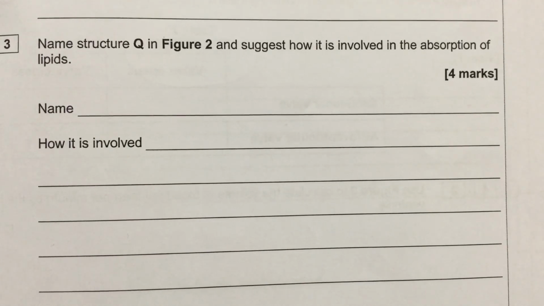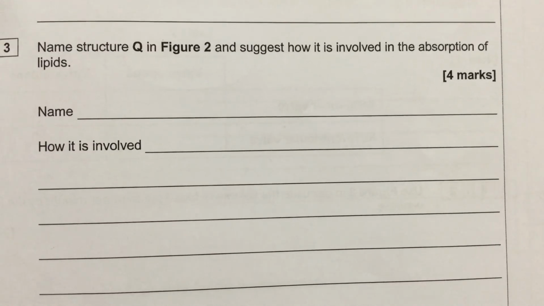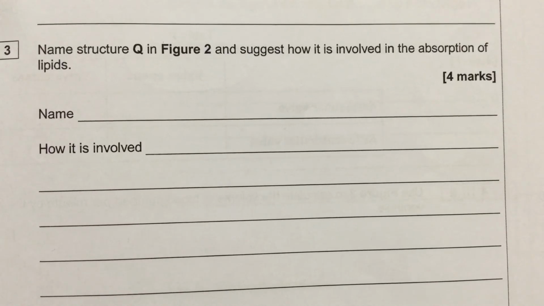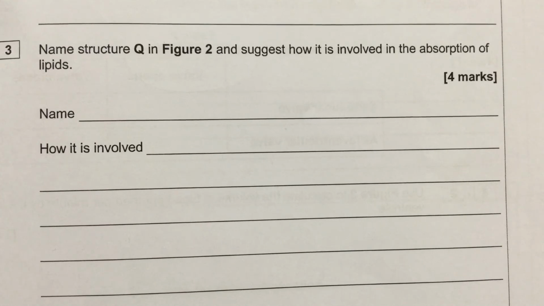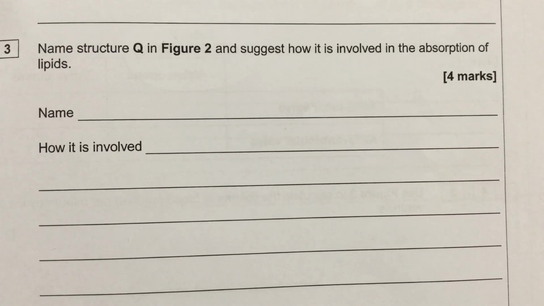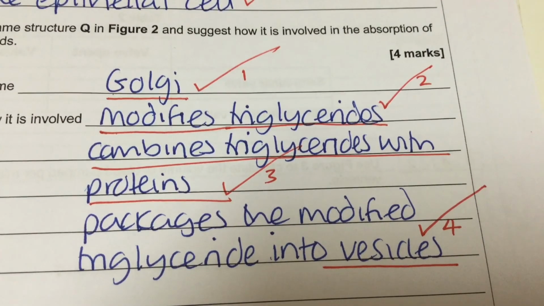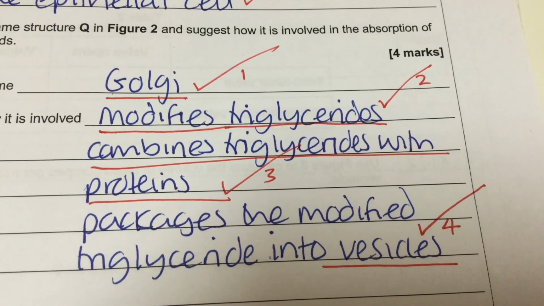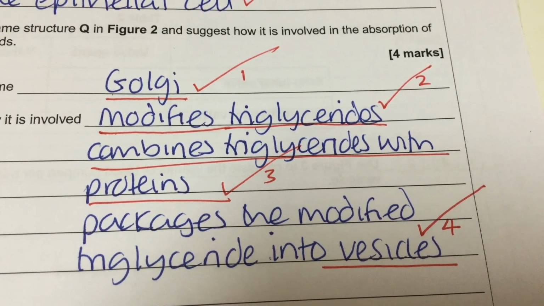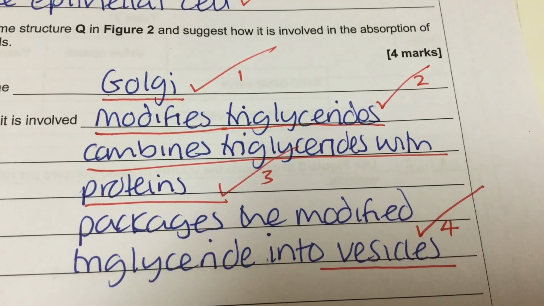Okay, looking at the last part of the question, name structure Q in figure 2 and suggest how it's involved in the absorption of lipids. Okay, well, 1 mark for mentioning that it is the Golgi apparatus. How is it involved? Okay, well, remember, it modifies triglycerides. It doesn't modify fatty acids and glycerol. Triglycerides enter the Golgi because they've come from the endoplasmic reticulum. Once inside, it combines triglycerides with proteins and cholesterol, and it packages the modified triglyceride into vesicles.